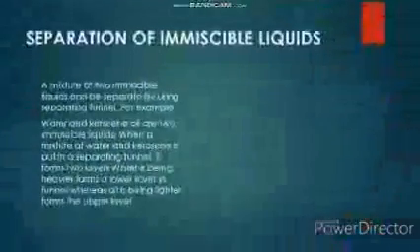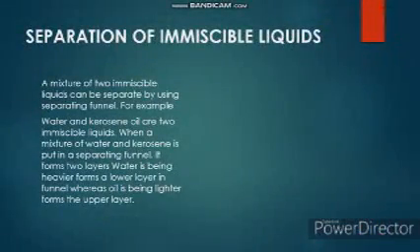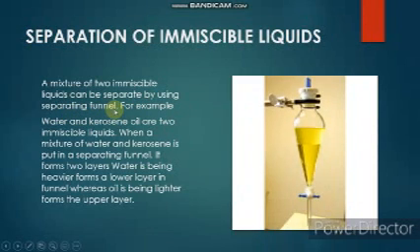Next process is separation of immiscible liquids. What are immiscible liquids? Immiscible liquids are liquids in which the components form separate layers. How? See, a mixture of two immiscible liquids can be separated by using a separating funnel like this. This is a separating funnel.